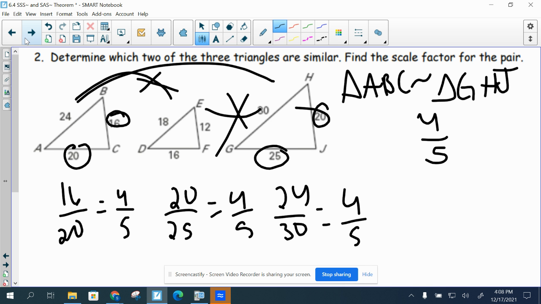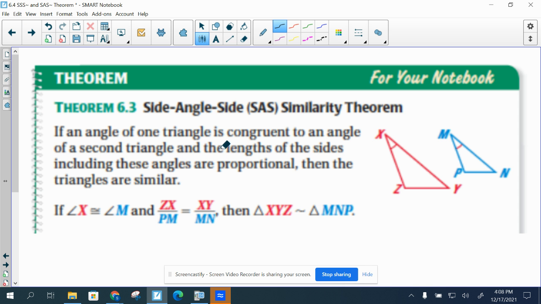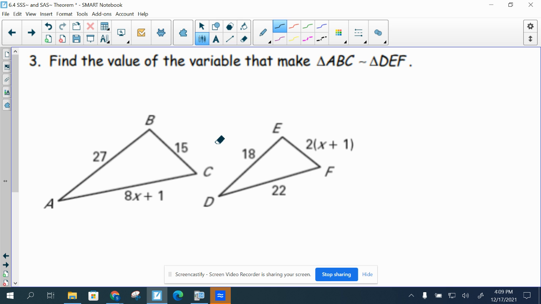The next one is going to be side angle side. This means if you have two sides that you know are proportional and the angle between them is congruent, it has to be the angle between them, not another angle, then you know that the triangles are similar. Here we would have ZX and MP. I'm doing a similar symbol, not congruent, with a little squiggle to say that they're proportional. And then those two sides, and the angle between them, X and M. So a few examples of that.